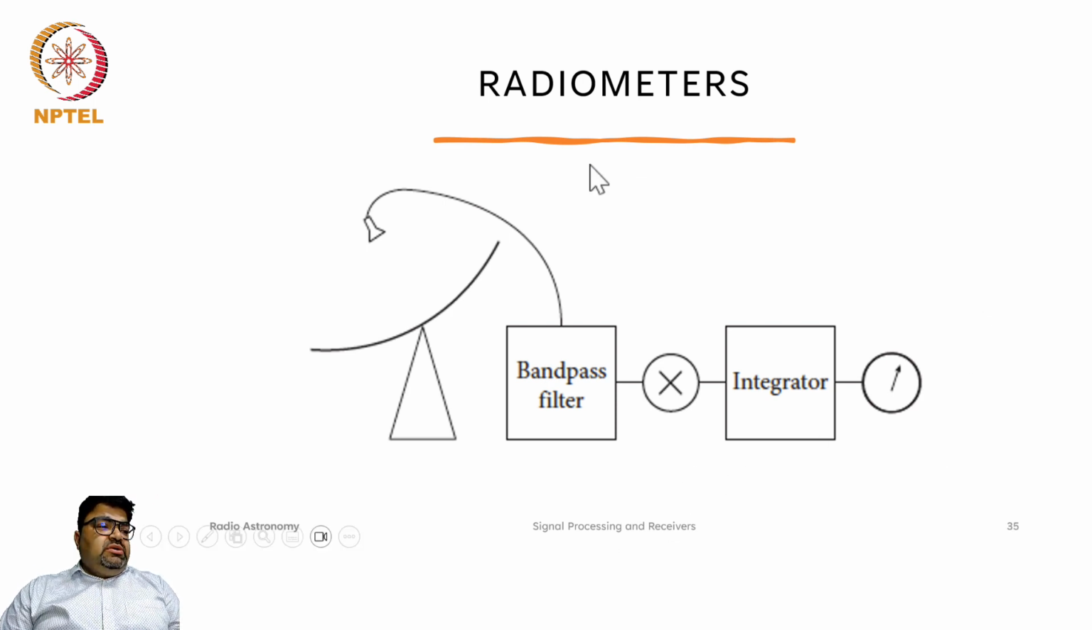It looks something similar to this. An antenna with a reflector to begin with. It may be an antenna without a reflector also. Then a bandpass filter, because we do not want to see outside our band, because there will be a lot of more spurious signals coming from outside the band. Then an integrator, which integrates the signal, which lowers the noise level and increases the signal level. So SNR increases.